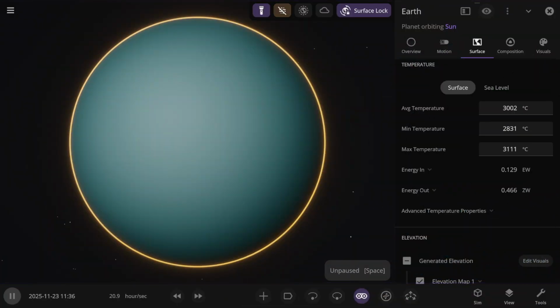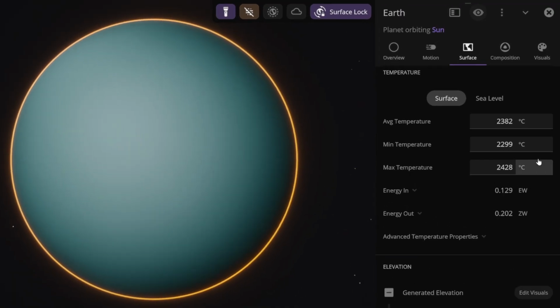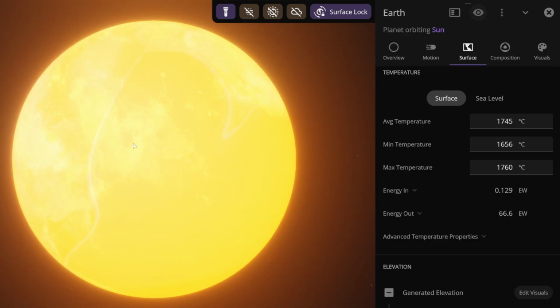And let's see what's happening with Earth now. Time is passing at 20 hours per second. Earth is cooling. You can see the temperature parameters here. The temperature is the same across the entire planet. Earth has acquired a strange atmosphere. Let me hide the atmosphere and clouds. It's completely molten. I'll speed up time even more.